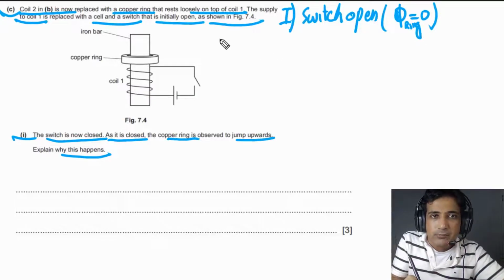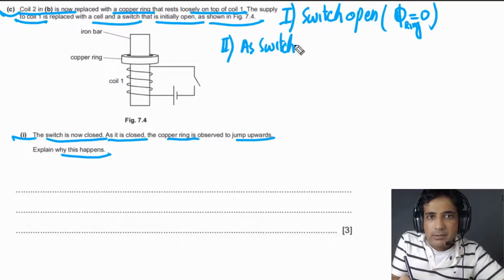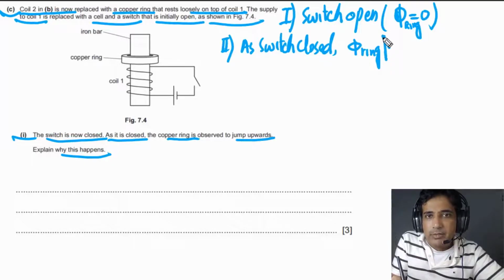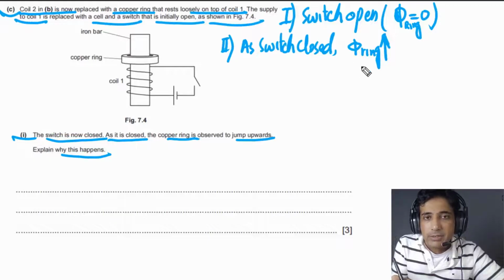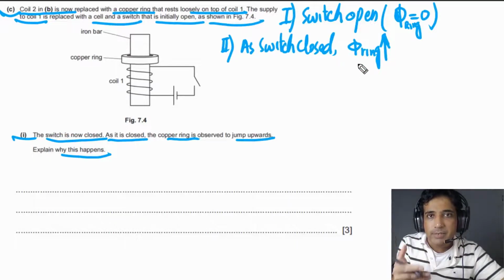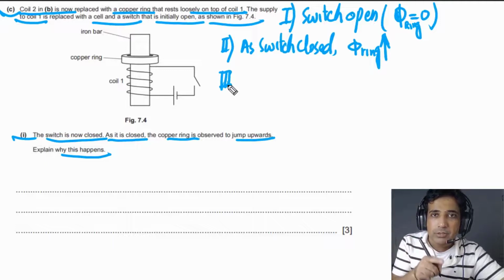The second state we can write down: as the switch is closed, the magnetic flux in the ring will increase. As the magnetic flux in the ring increases, according to Faraday's law, there is a change in flux, and the ring will oppose that change according to Lenz's law. As the external magnetic flux is increasing, the ring will produce its own magnetic field to oppose that increase in magnetic flux.